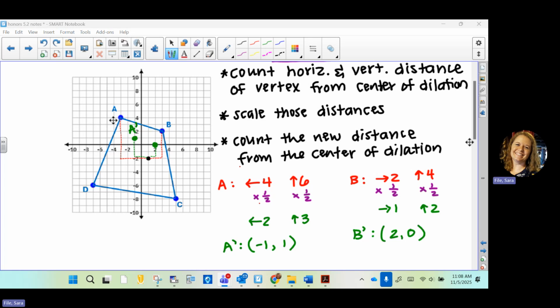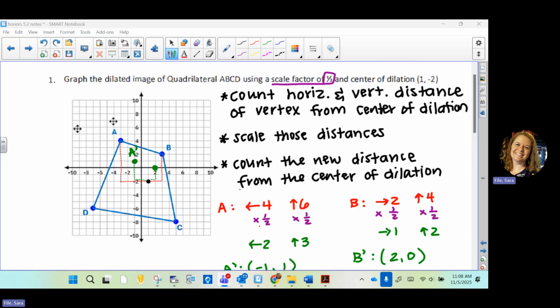Your assignment, instead of giving you a shape like this with multiple vertices that you have to move, there's no picture. It just gives you an ordered pair of a starting point, A, and it gives you a scale factor and a center of dilation and asks where A prime would be. Where would A be located now after the dilation? Okay, so you're just doing 1 point at a time per problem.